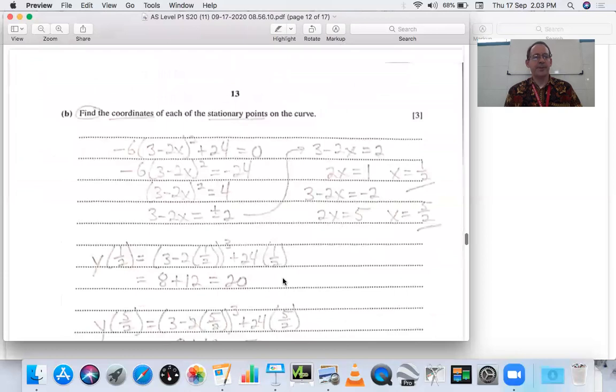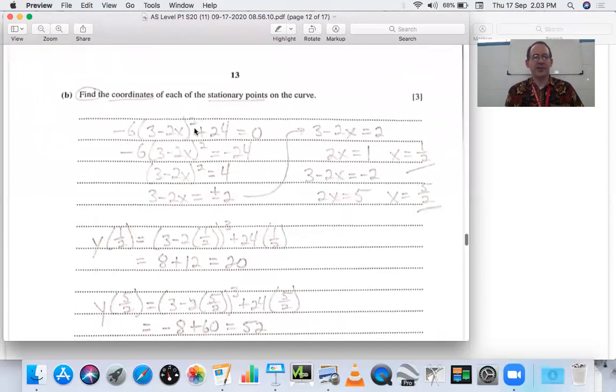Moving on to part B, find the coordinates of each of the stationary points of the curve. Well, for stationary points, your first derivative is set equal to 0. Why 0? Because a stationary point is where your slope line is horizontal. It's at the bottom or top of a curve. That's your minimum or maximum.